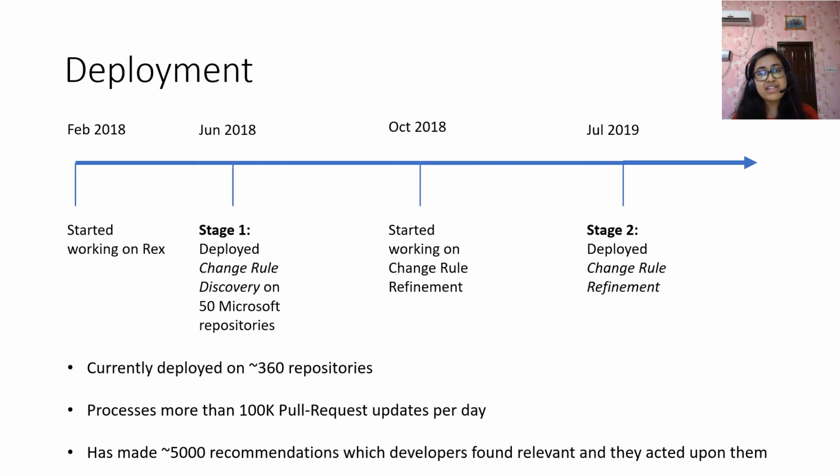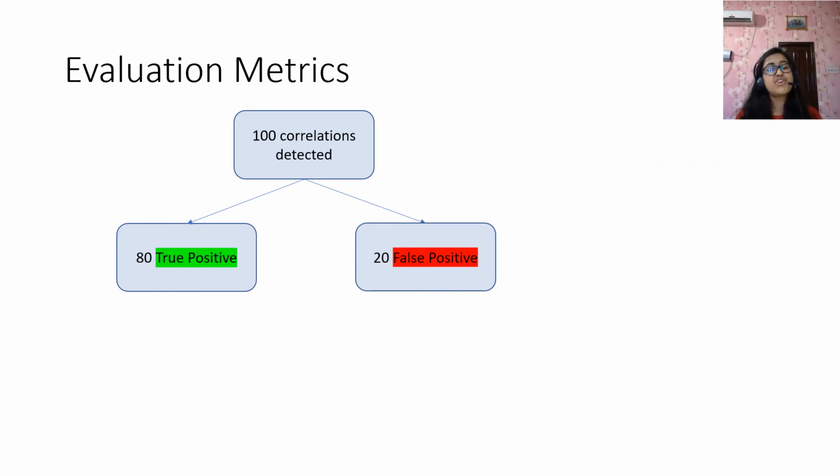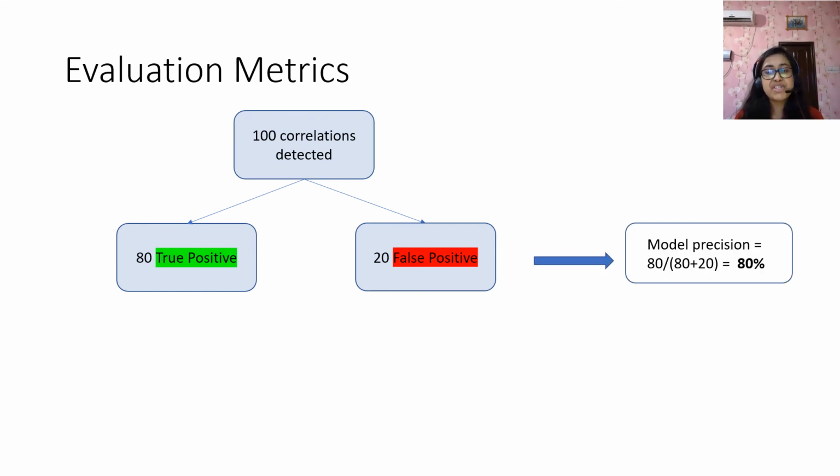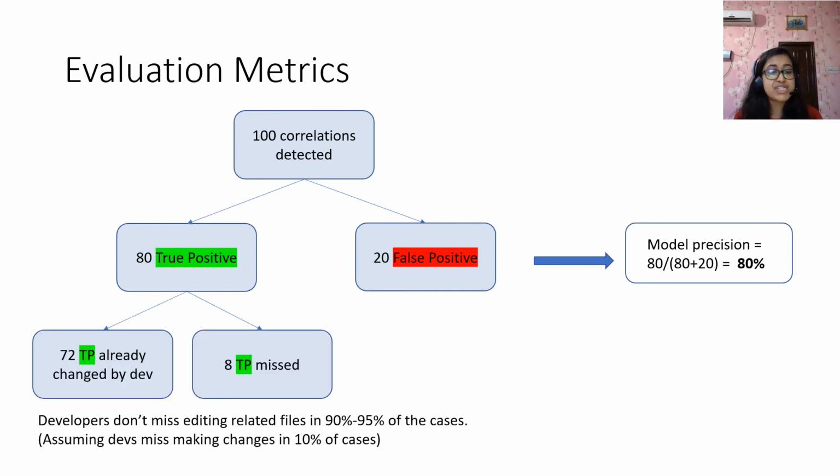But then the question arises, how do we evaluate such a system called Rex? So again, talking about evaluation metrics, let me take an example. Let's say a model detects 100 correlations, out of which 80 are true positives and 20 are false positives. So the model precision will be 80%. But in the real world, developers are not going to forget all the 80 correlations. On an average, they would miss about 5 to 10%. They would still remember making changes in 72 of the suggestions that were made by this model.